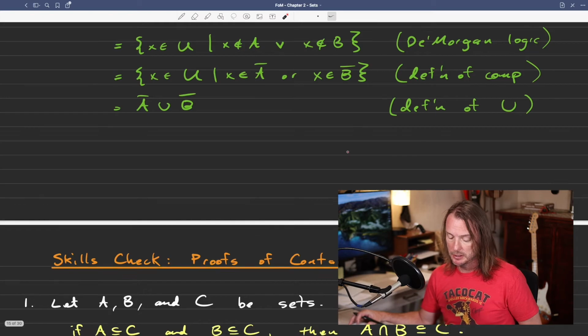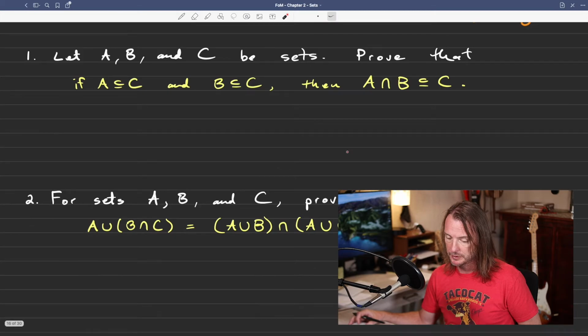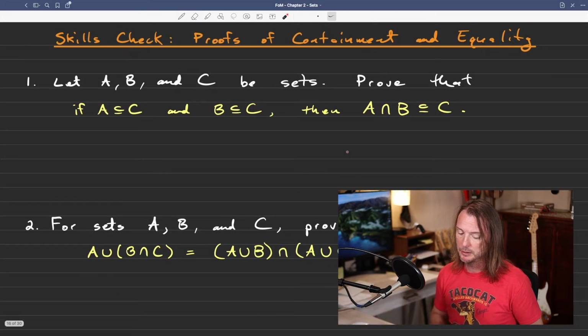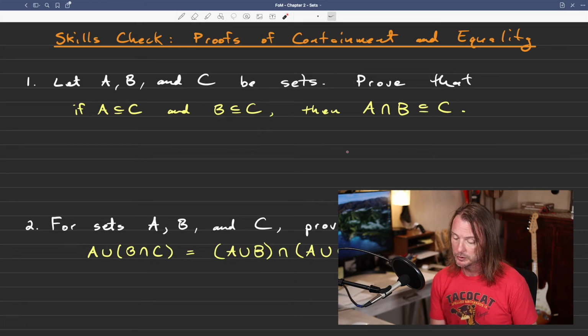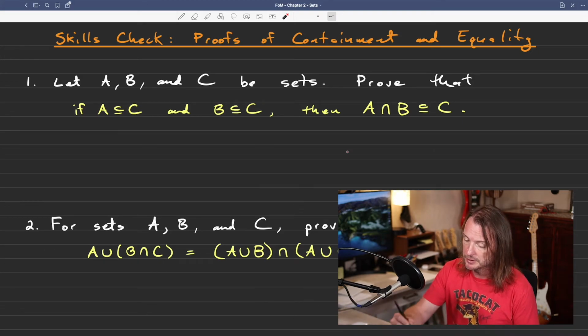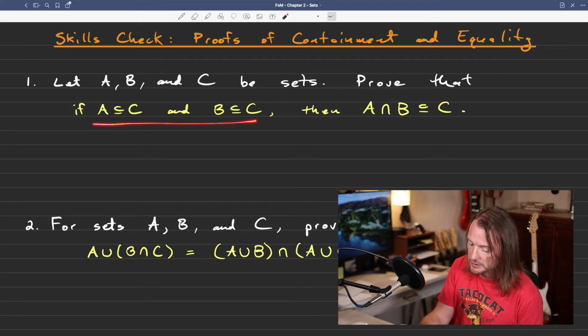All right, so this would be a good time to do a skills check. I've got a couple of proofs I want you to do, so this will be a skills check that may take you a little bit longer just because proofs tend to take longer to do. The first one is a proof involving set containment, and you're proving a conditional statement also. If A is contained in C and also B is contained in that same set C, then the intersection of A and B is contained in C. So I want to prove that one.